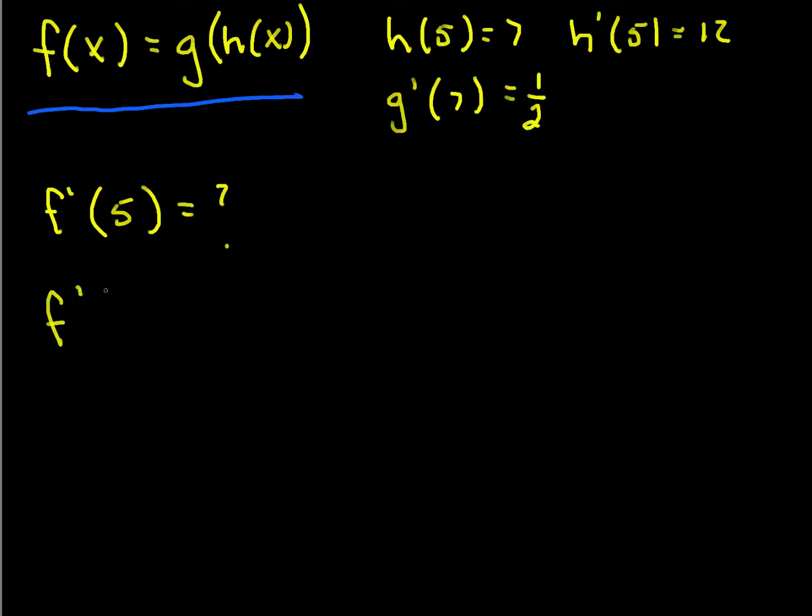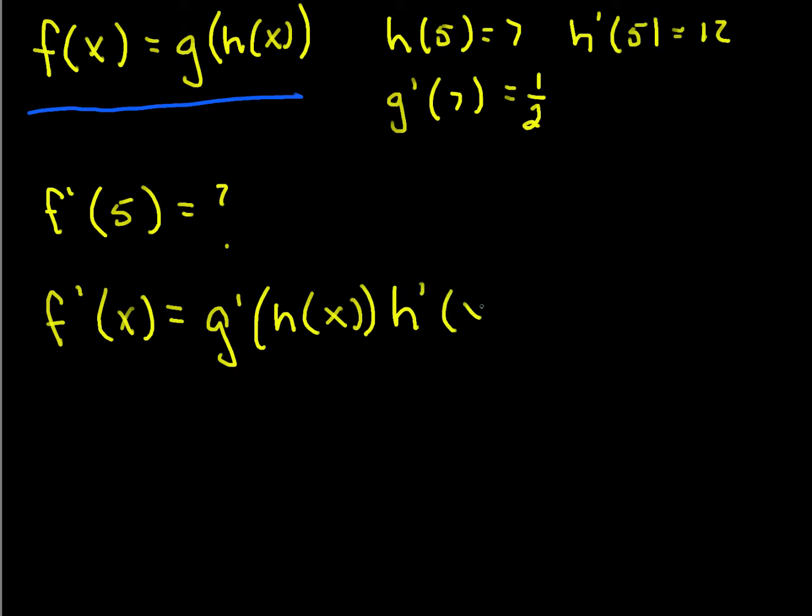But the chain rule tells us exactly how to do this because by the chain rule, f prime of x is the derivative of the outside function. So that's g. So it's g prime evaluated at h of x times the derivative of the inner function. So that's h prime of x. So this is our chain rule. That's just what the chain rule says.